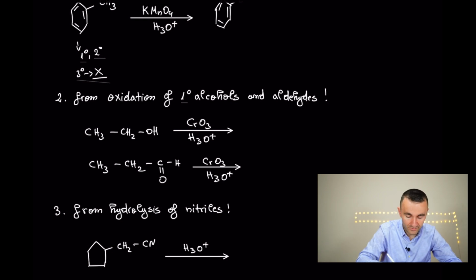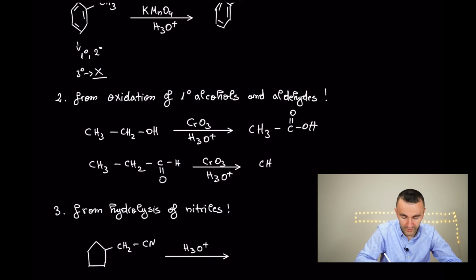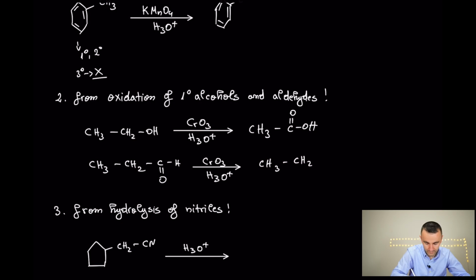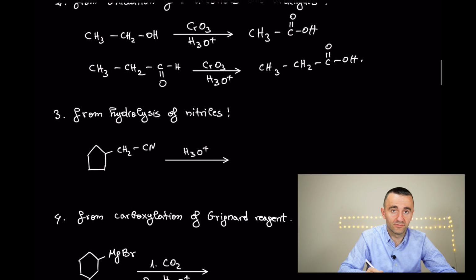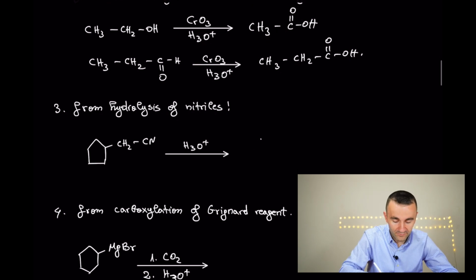We learned that with a strong oxidant, primary alcohols can go straight to carboxylic acid. From ethanol we can go to what? Acetic acid. And from propanol, in this case, you can go to propanoic acid. Right? From hydrolysis of nitriles, you can get carboxylic acids.